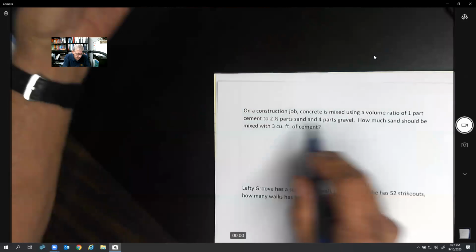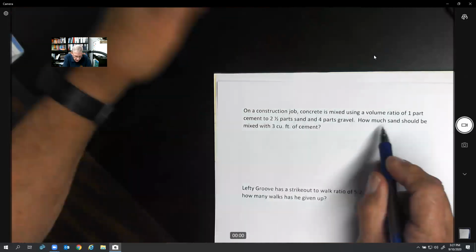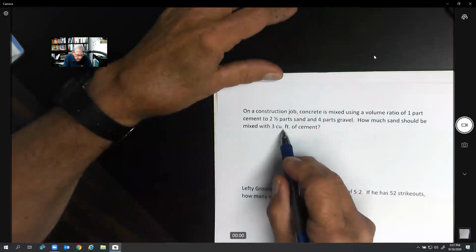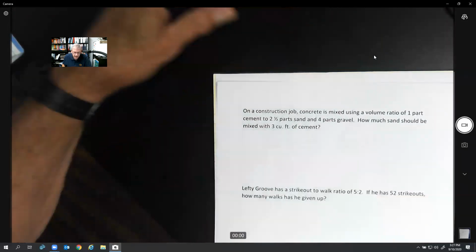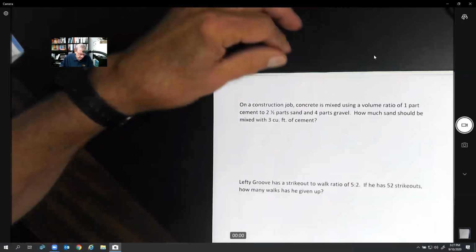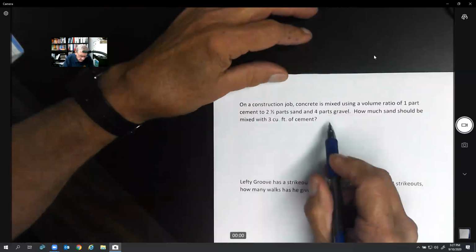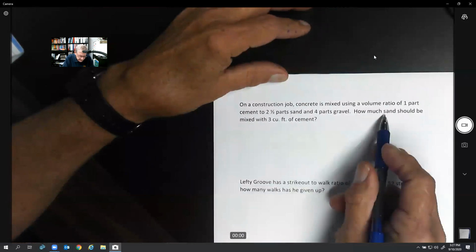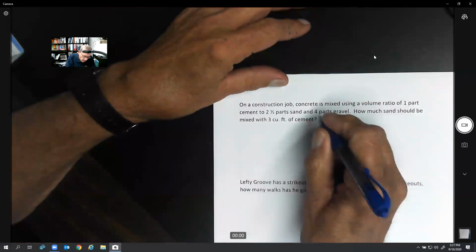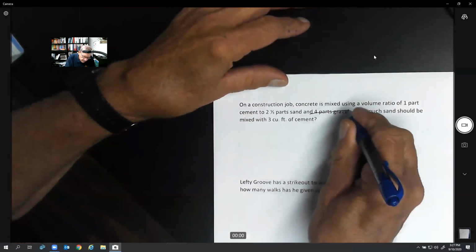Now here we have 3 things. It's like, what's going on here? How much sand should be mixed with 3 cubic feet of cement? Oh, wow. So let's see. We want to know something about cement and sand. So even though they threw in gravel in here, we're not going to use that.